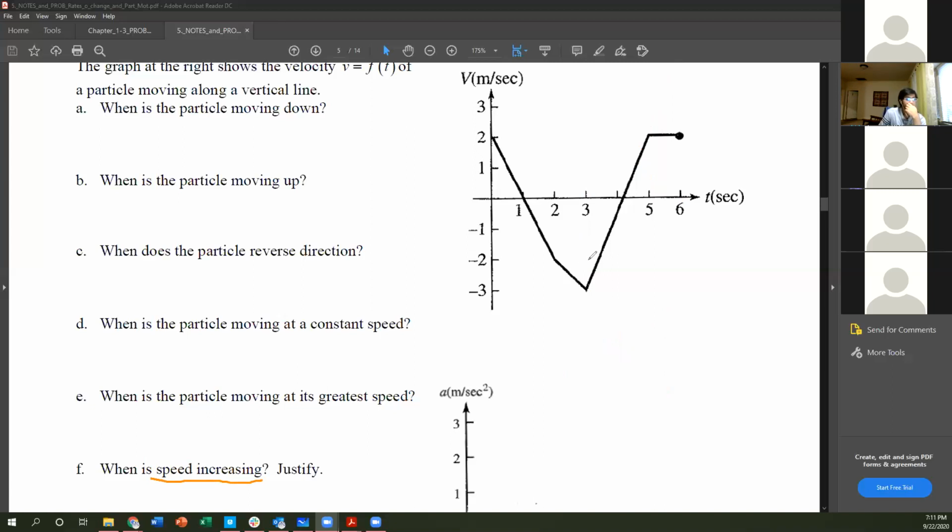After x equals 3, from 3 to 5, and also from 1 to 3, and then from like 4 to 5. So speed is increasing when the slope is positive, right? Because then velocity is increasing. Hold on. Velocity would be increasing when your slope is positive, right?